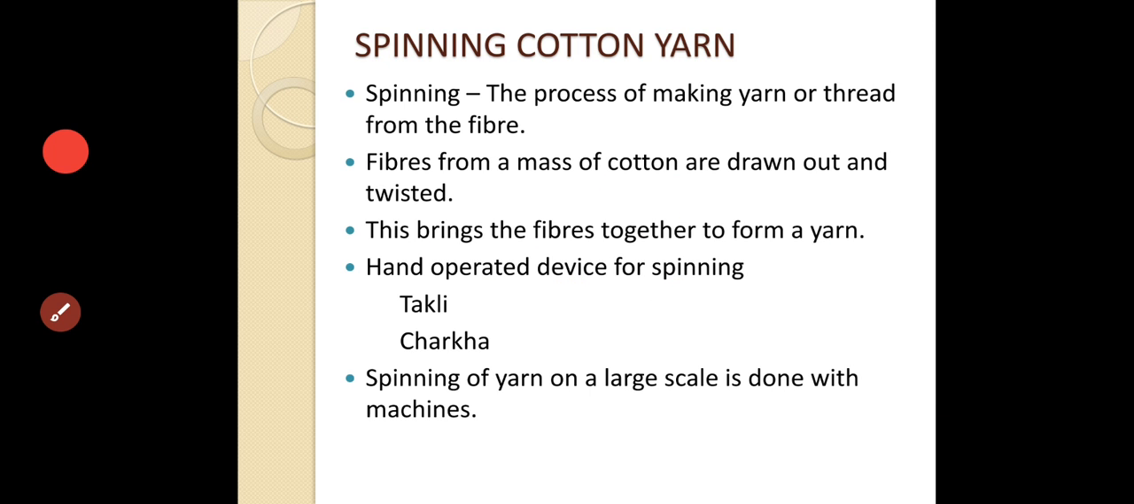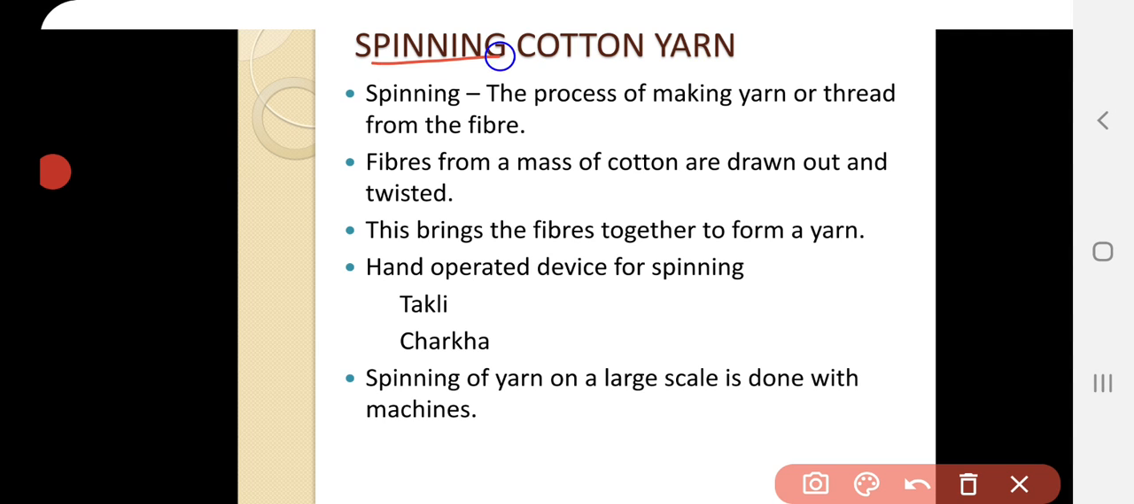And next is about spinning cotton yarn. What is this process, spinning? It is the process of making yarn or thread from the fiber. Fibers from a mass of cotton are drawn out and twisted. So from the cotton, the fibers are drawn out and twisted, and this forms a yarn. At last the thread is made.